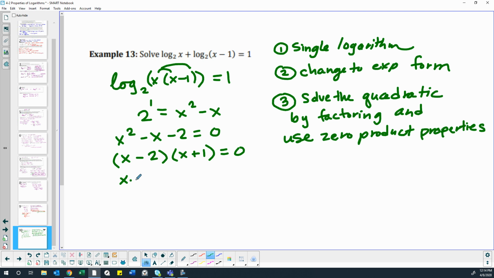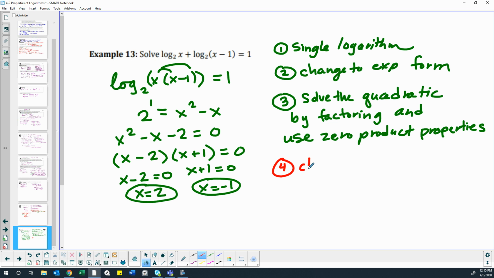Okay, now our zero product property is x minus 2 equals 0, so x equals 2. And then x plus 1 equals 0, so x equals negative 1. Last step, we have to check our work. If we do x equals 2, I think we're okay because log base 2 of 2 plus log base 2 of 2 minus 1 doesn't give us any negatives or zeros in our logarithms.